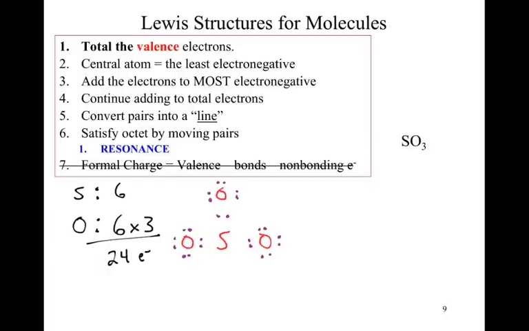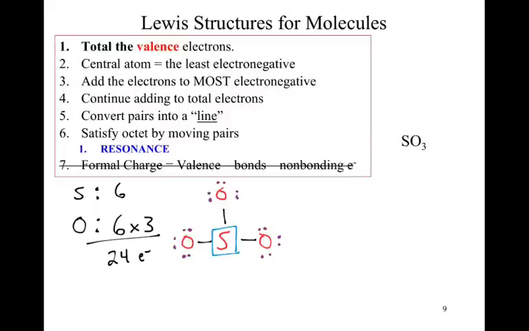And I now have all 24 electrons. Okay. Again, notice that I'm placing it on the square of my center atom. I'll convert pairs of electrons between atoms into a line. And I've now finished step 5. Before we say we're done, we have to look at satisfying the octets.